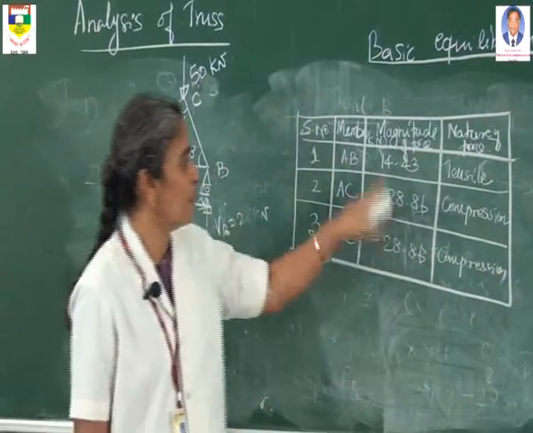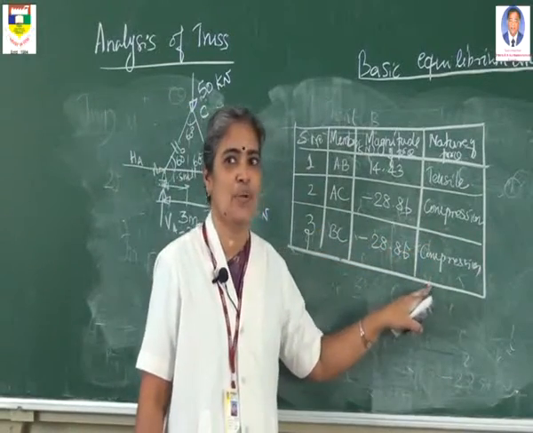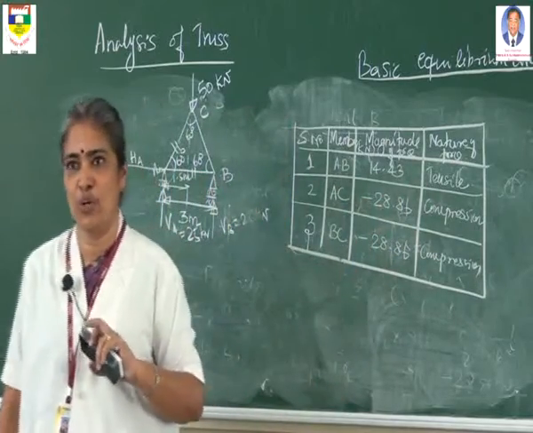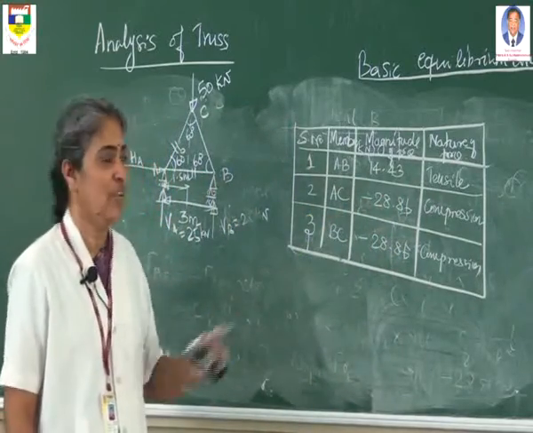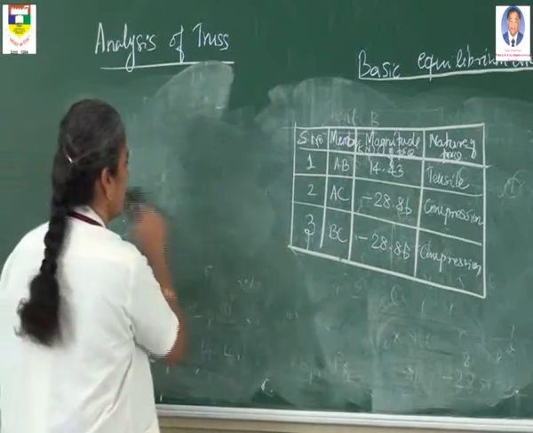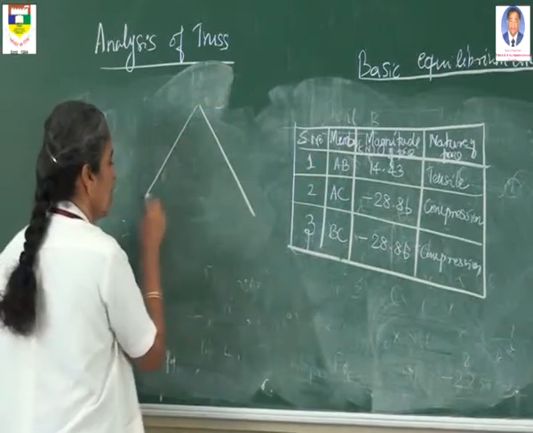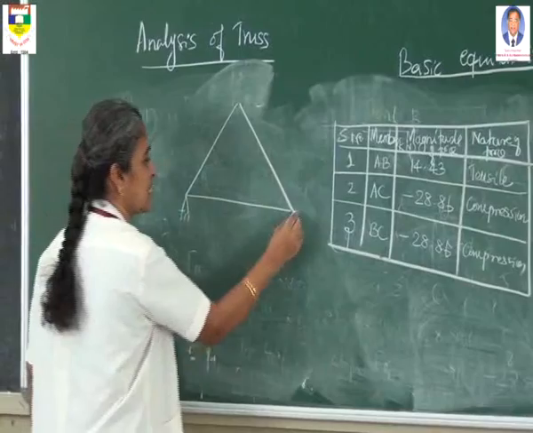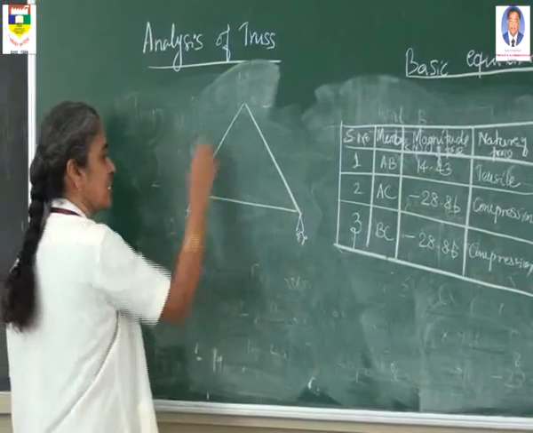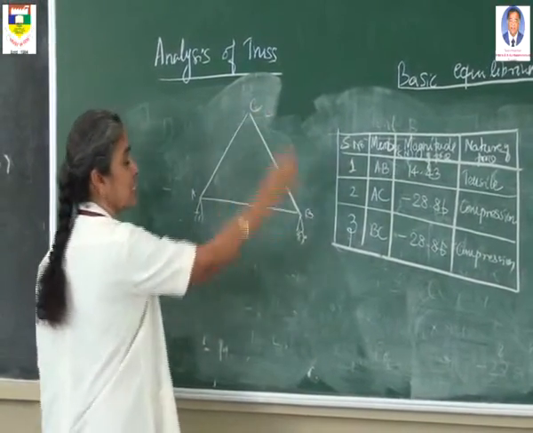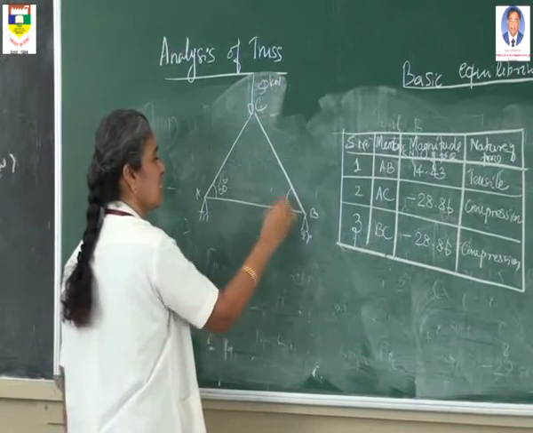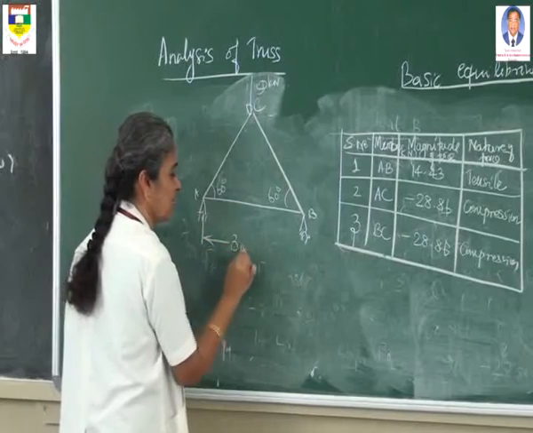So in this truss, among the 3 members, 2 members are subjected to compressive force of minus 28.86 kilonewton and 1 member force is 14.43 kilonewton. After drawing this force table, we have to specify these forces in the force diagram. That force diagram is very, very important. In the force diagram, you have to represent the nature of force and the magnitude of force. So this truss consists of 3 members A, B, C, and it is subjected to a load of 50 kilonewton, and this angle is 60 degree, this also 60 degree, and this member is of length 3 meter.